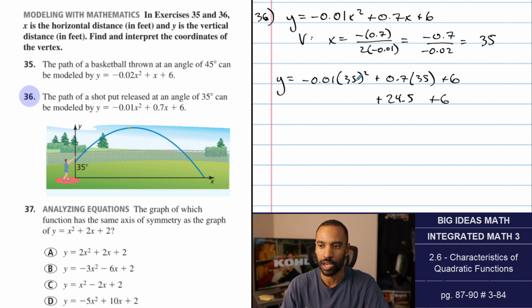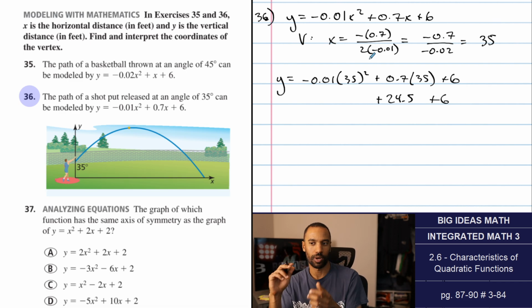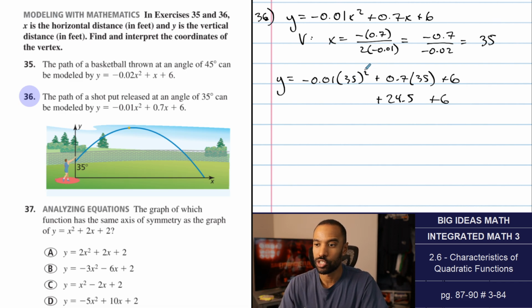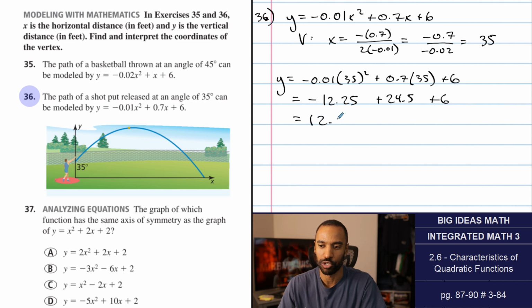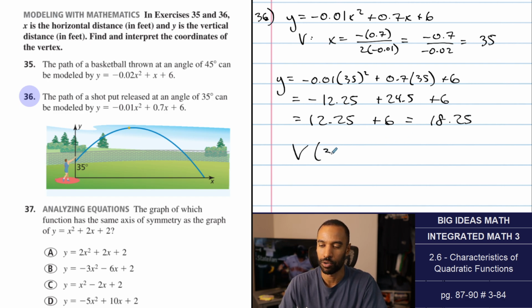I don't know what this calculates to. Oh, actually, I do. This is 1,225 divided by that. That's negative 12.25. Never mind, I can do that in my head. And negative 12.25 plus 24.5 is positive 12.25. Plus 6, which is 18.25. Wow, calculator free, let's go. So 35 feet out, 18.25 feet up.